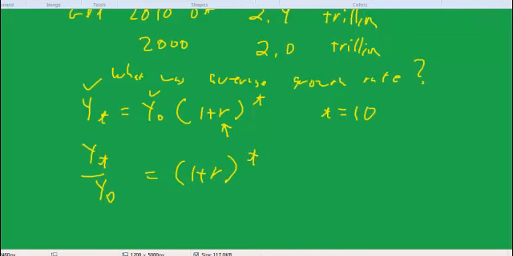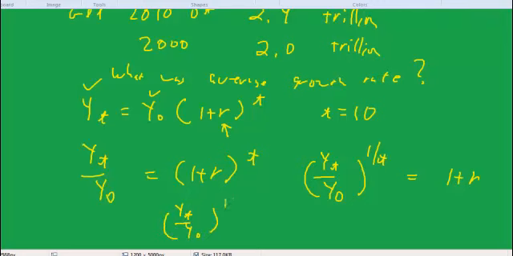then we can do some more algebra and get rid of the t by taking both sides to the 1 over tth power. So we get yt over y0 to the 1 over t is equal to 1 plus r. And then if we subtract 1 from both sides, we get yt over y0 to the 1 over t minus 1 equals r, and r is what we're looking for. So now we just have to plug in and get those values.